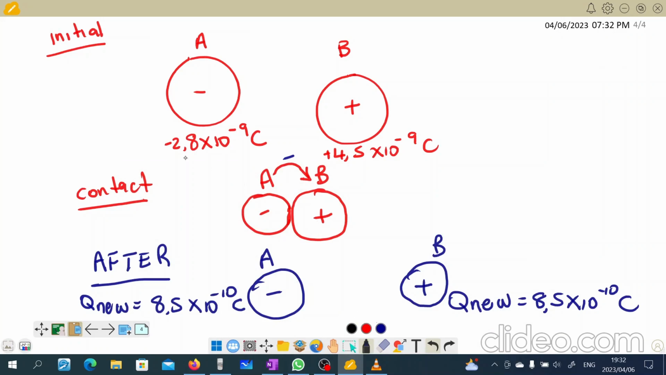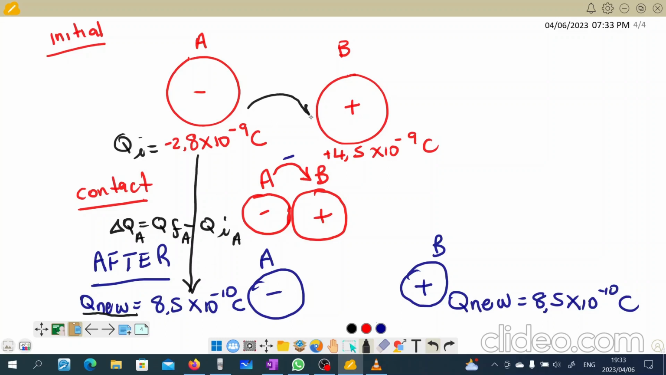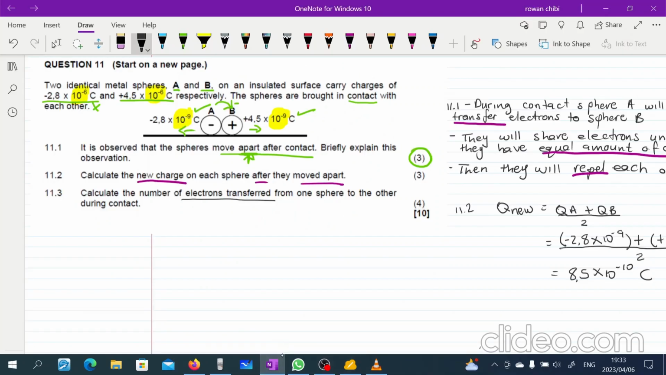So we know this is Q initial for A, this is Q new for A. We want to know the difference from initial to new. We want this one, the Q transferred, which is Q final minus Q initial for A. We are focusing on A because it is the charge that is transferring electrons to B, because it is negative. So let's first calculate the amount of charge that was transferred.